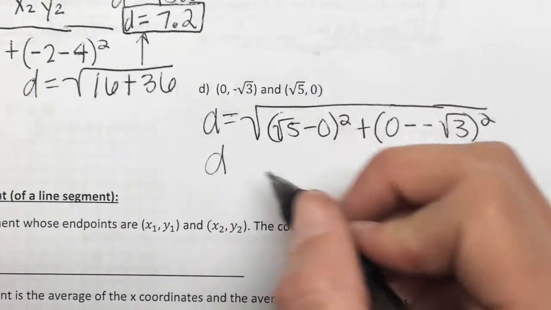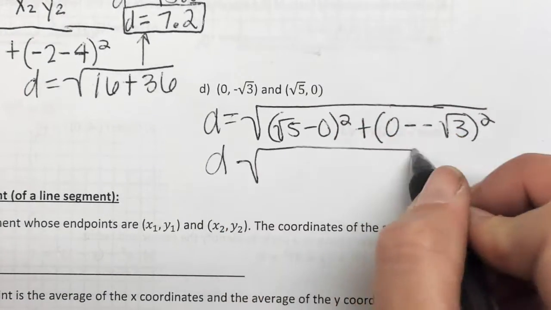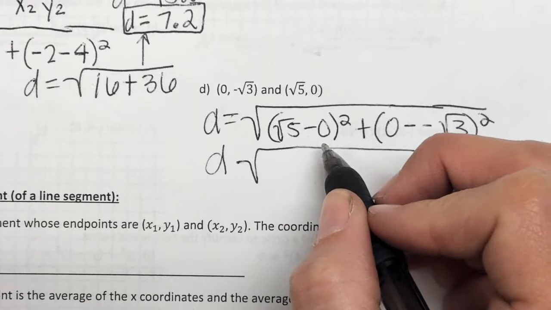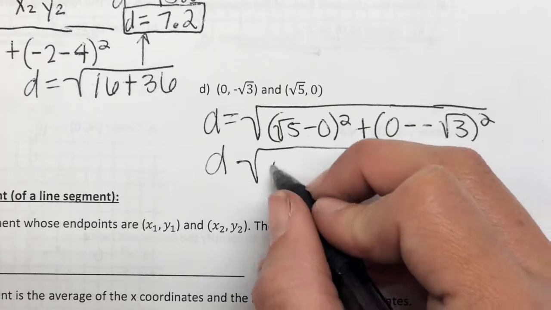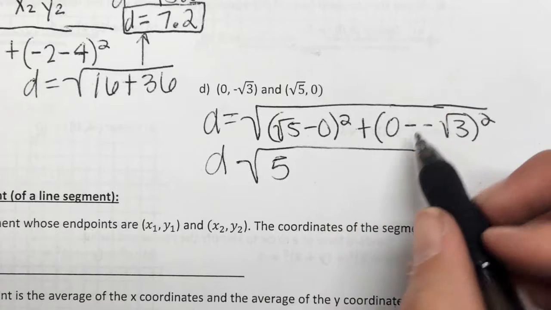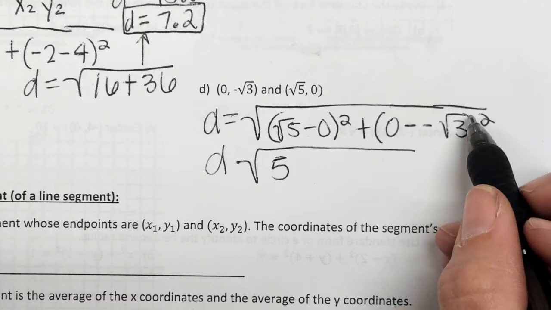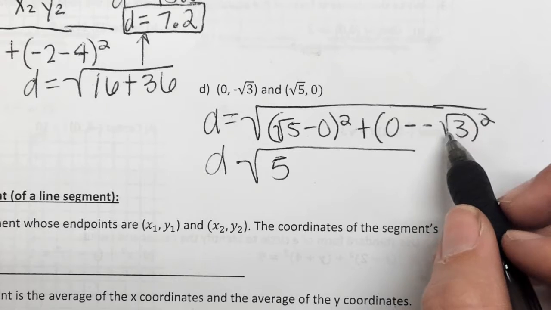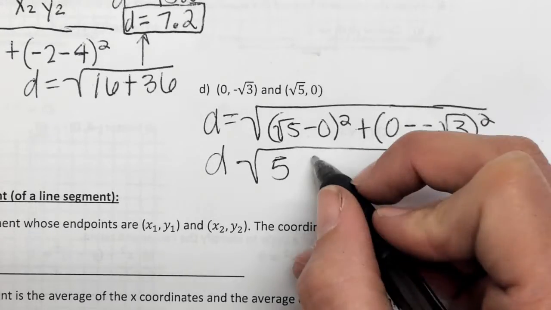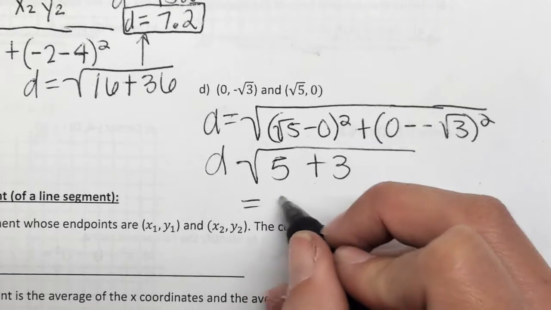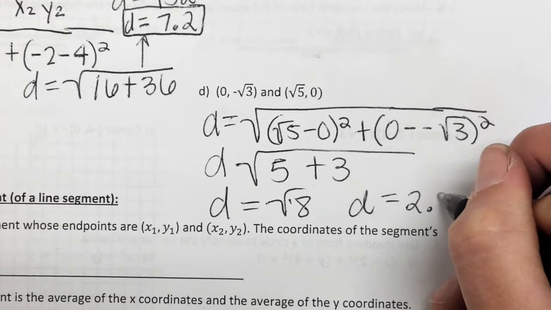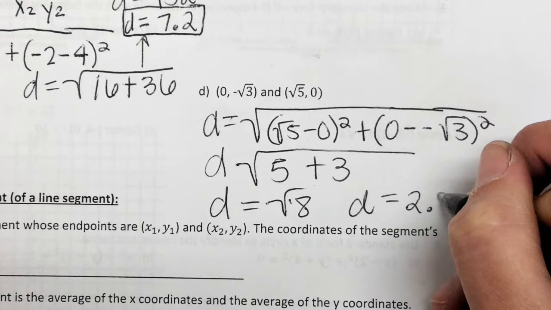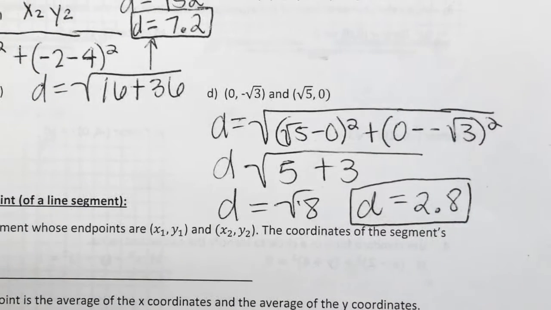Alright, so we know the square root of 5 minus 0 is just going to be what? Square root of 5. What's the square root of 5 squared? Just 5. Good. Takes away that. And now here, what's 0 minus negative square root of 3? Just positive square root of 3 and square root of 3 squared. Good. So we're really finding square root of what? 8. And tell me what that would be. 2 point what? 2.8. Very good. Try B and C on your own.